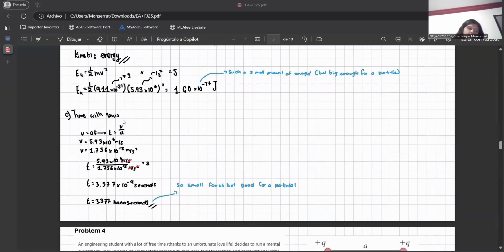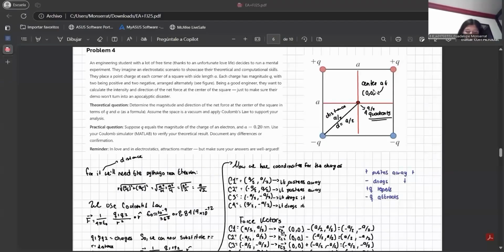The time it took the electron to reach the bottom plate was calculated as approximately 3.37 nanoseconds. It is pretty small, but for a particle it is good enough. So now for problem 4, problem 4 examines the forces exerted by 4 charges located at the corners of a square.